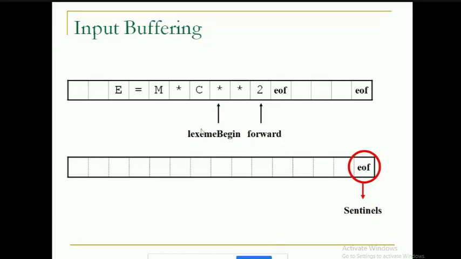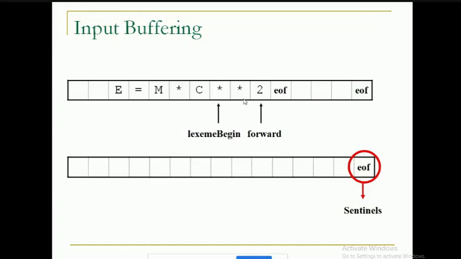Okay, so for that we need to have one lexeme begin. Sometimes you may have a sequence of characters, sometimes a single character, alphabets or operators, whatever it is. So we need to have two pointers: one is lexeme begin and another one is lexeme forward. The lexeme begin will point to the starting character of the lexeme currently being processed, and the forward pointer will move on reading characters until it reads a complete lexeme.